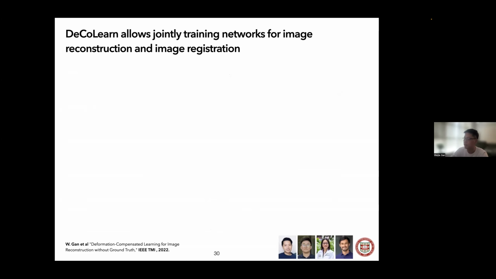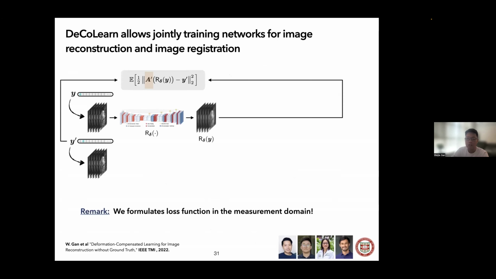We published a paper in 2022 in the IEEE TMI. The idea is somewhat similar to face-to-face. So you still have two measurements, Y and Y prime. You put Y into the neural network and get a reconstruction, and ask the reconstruction to predict the other measurement Y prime. So the first thing we could highlight here is that we formulate a loss function in the measurement domain rather than in the imaging domain.